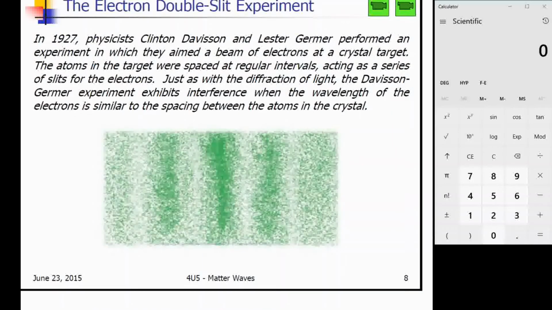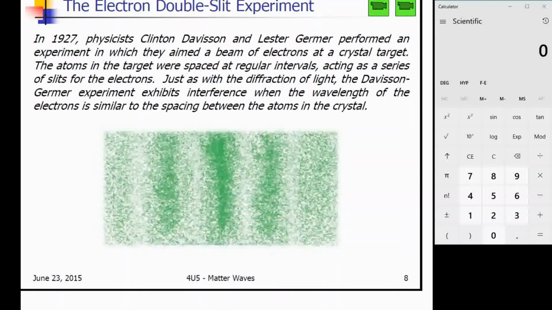And what we saw was this image here. So in 1927, we had physicists Clinton Davisson and Lester Germer. They performed an experiment in which they aimed a beam of electrons at a crystal target, and the atoms in the target were spaced at regular intervals, acting as a series of slits for the electrons. So just as with the diffraction of light, the Davisson-Germer experiment shows that there was an interference pattern when the wavelength of the electrons is similar to the spacing between the atoms in the crystal.